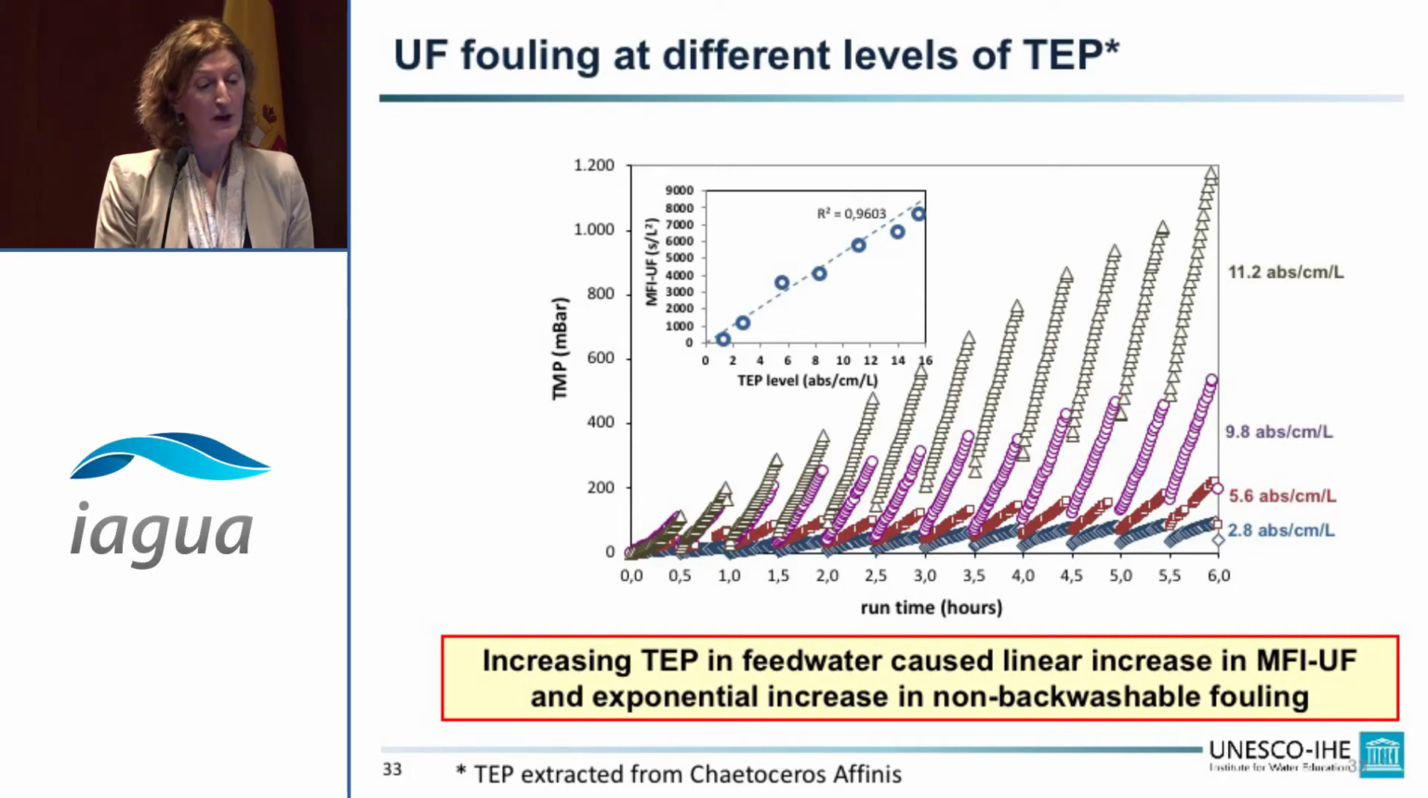Now, here we look at ultrafiltration fouling, and here we have different concentrations of transparent exopolymer particles. And what you see here is the higher the concentration, so this is the lowest concentration going up, the higher the concentration of TEP fed to the membrane, the higher the fouling rate. So this is here the fouling index as a function of the TEP concentration, and you can see it's almost linear with the TEP concentration. So increasing the TEP in the feed water also increases the non-backwashable fouling on the ultrafiltration.